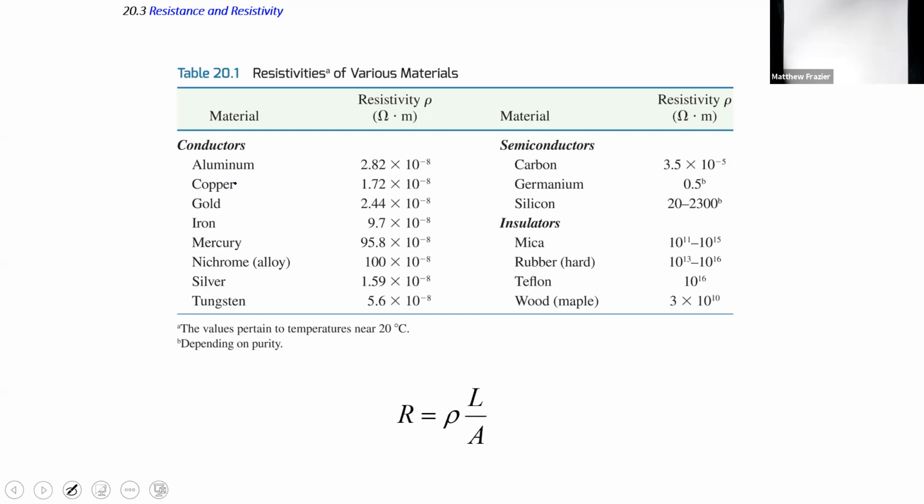which kind of just tells you what you already know. Conductors have very low resistance, and insulators have very high resistance. Right? If we built two resistors out of the same shape, I'll just use one of glass or one of Teflon and one of gold, obviously the gold one will conduct more electricity.